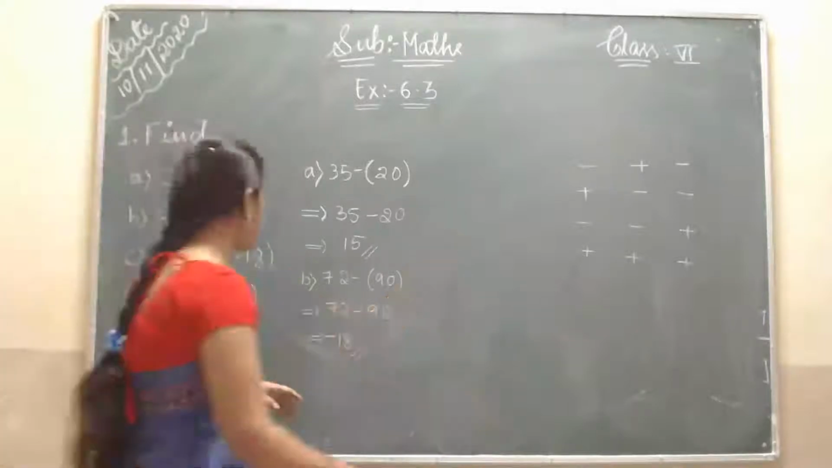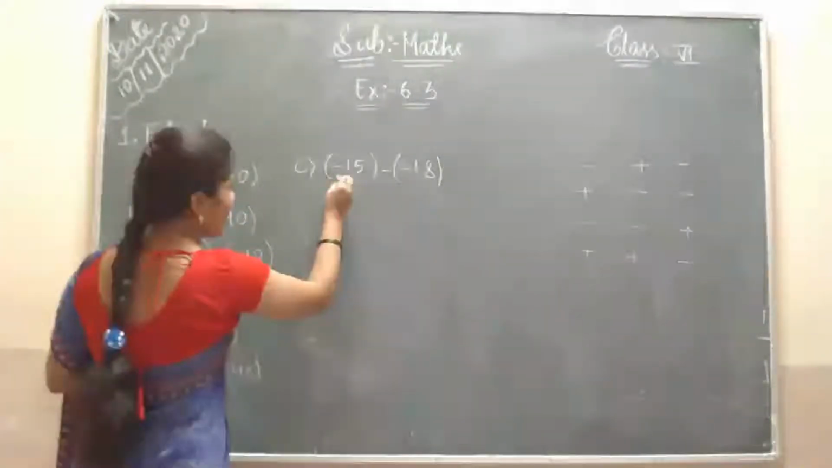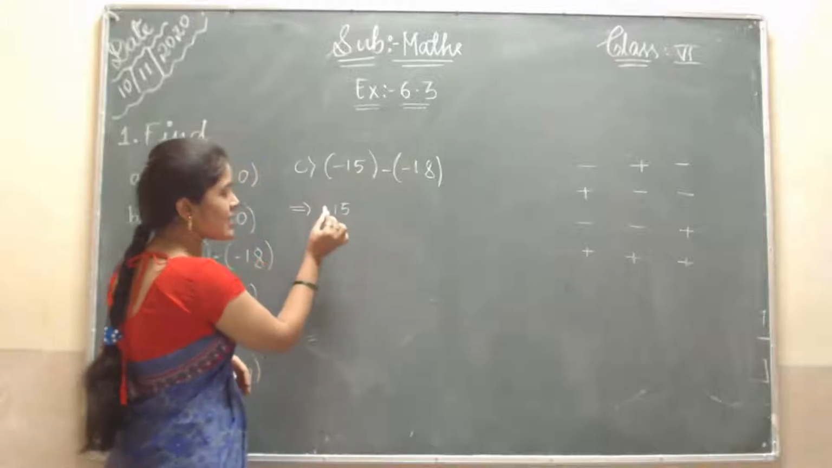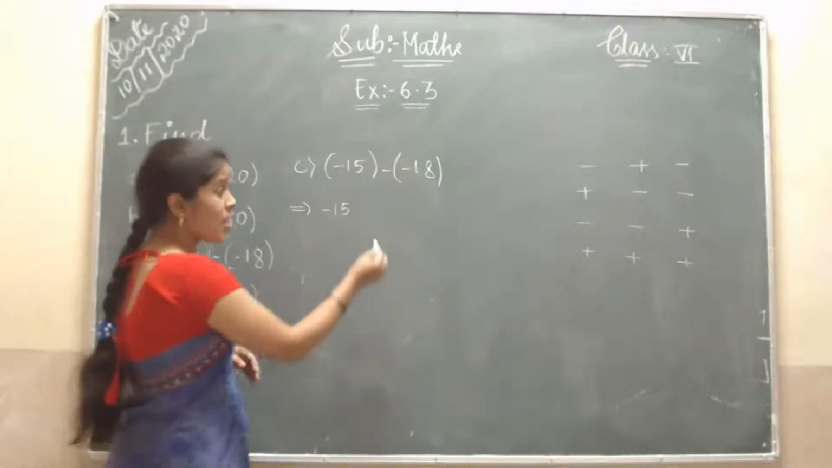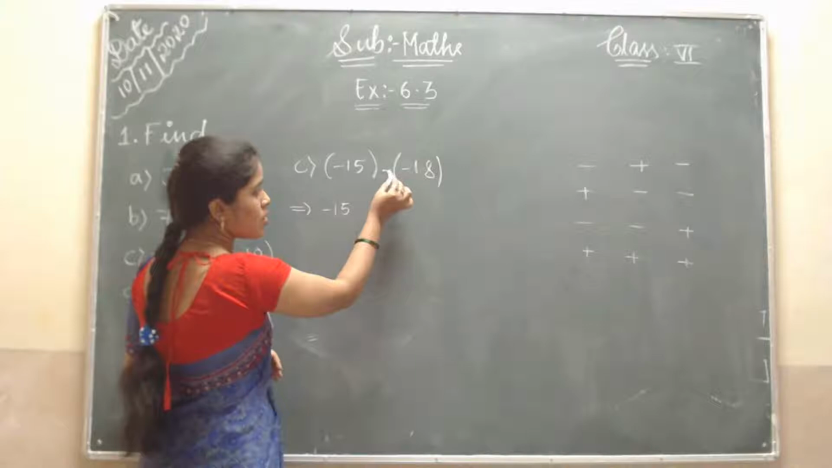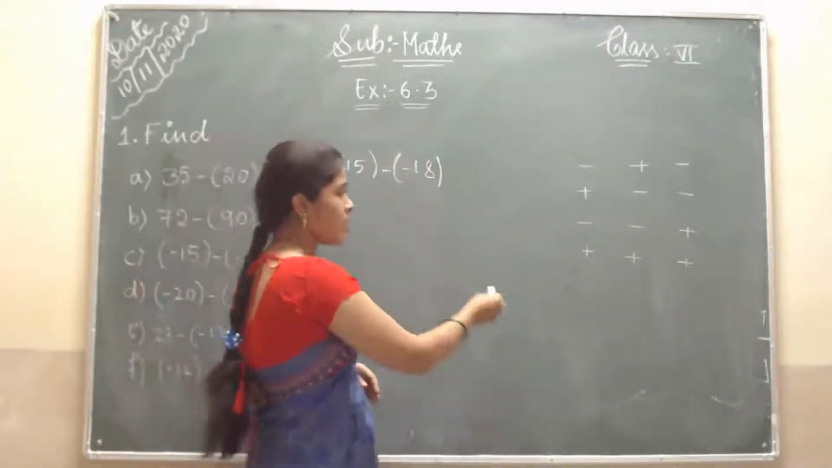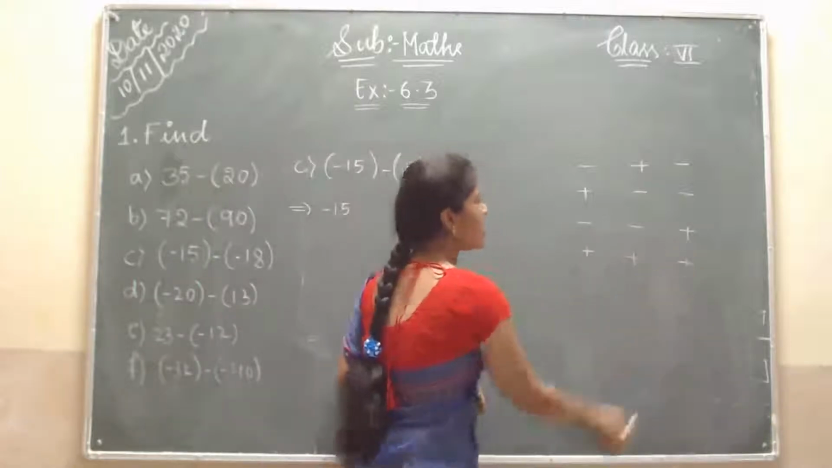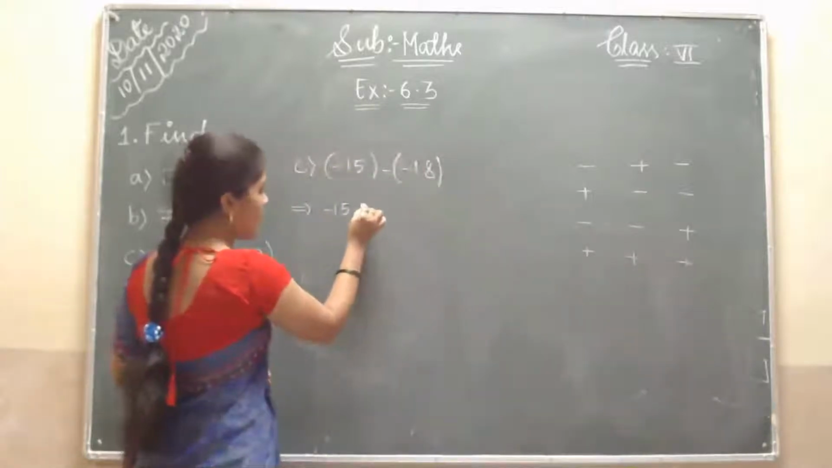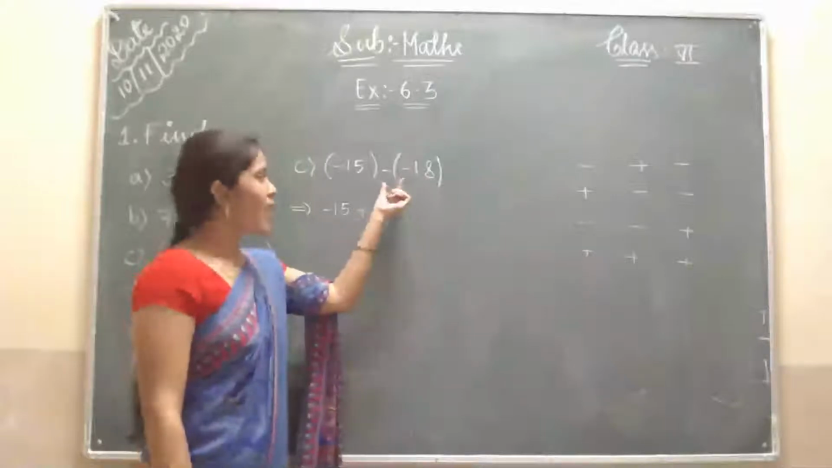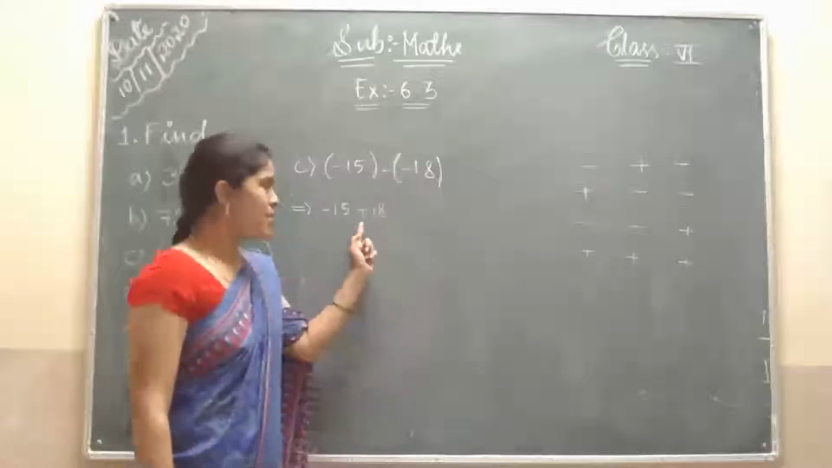Understood? Next, C part. See here there are three negative signs. First, remove the bracket. Minus 15 keep as it is. Here there is a single sign, so we keep it as it is. Here there are two signs, and the bracket means multiplication. Minus into minus is plus, so take this as plus 18, because there are two negative signs. So we have minus 15 plus 18.